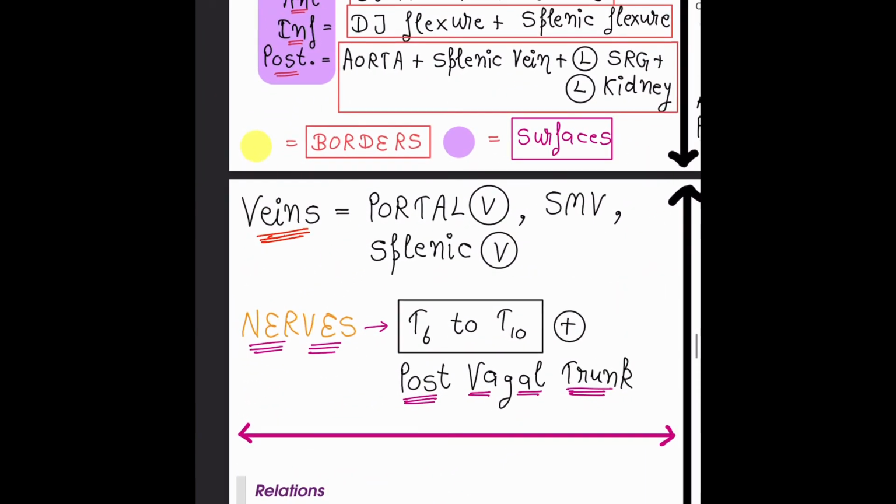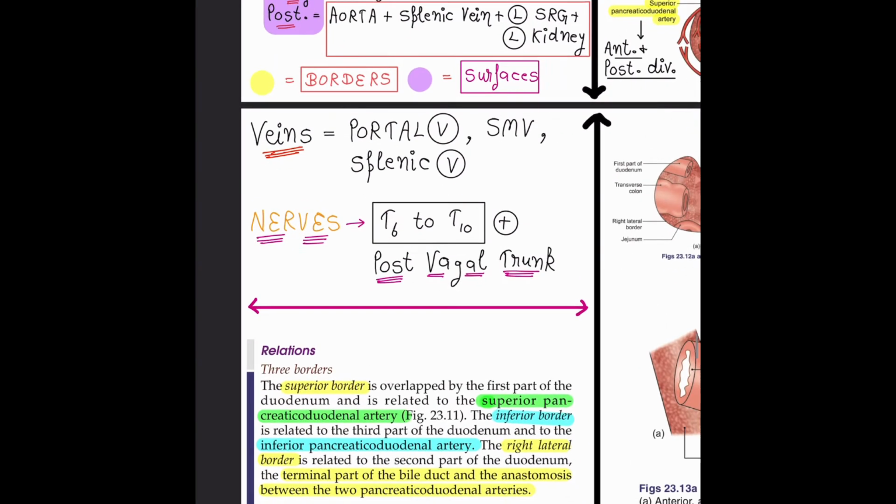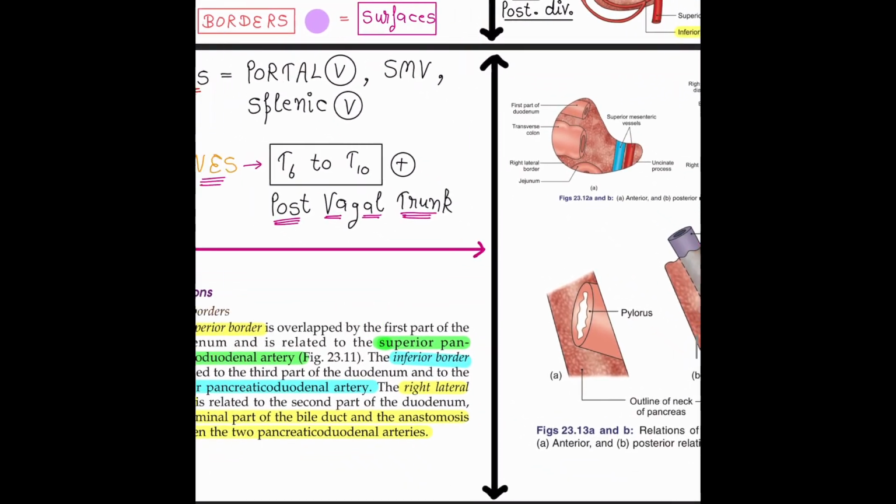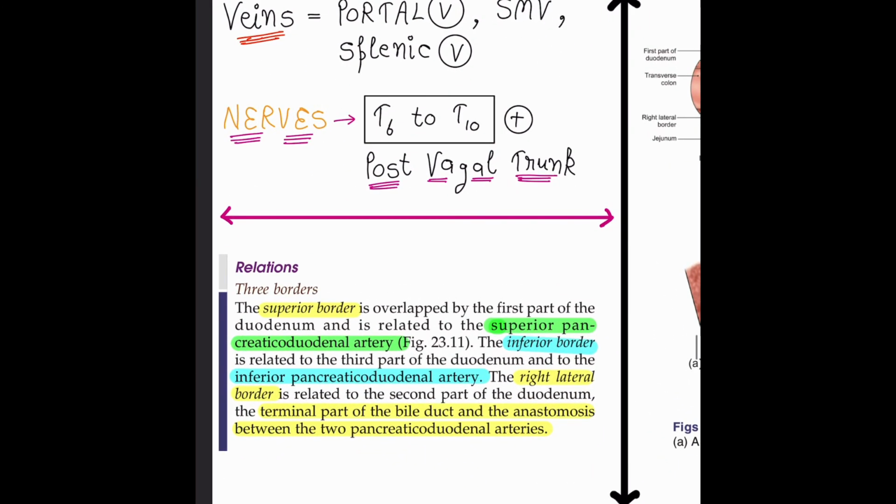Now for the venous drainage, it drains into all three veins: the portal vein, the superior mesenteric vein, and the splenic vein. Now if we talk about innervation, it is innervated by T6 to T10 nerves plus majorly the posterior vagal trunk. The anterior vagal trunk will also be supplying, but the major innervation is by the posterior vagal trunk. Okay. Now again, if we talk about some peripheral relations here and there, I've taken this from the BDC textbook.